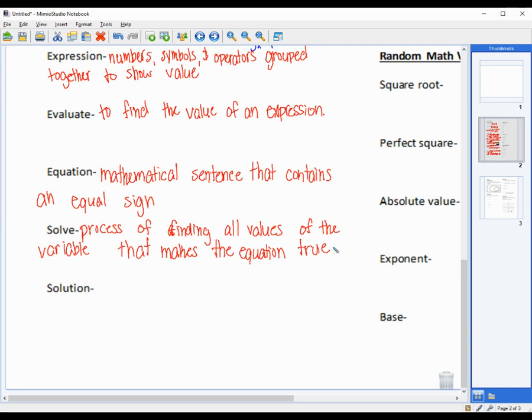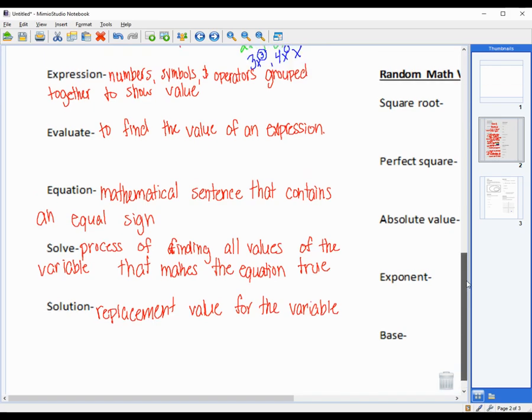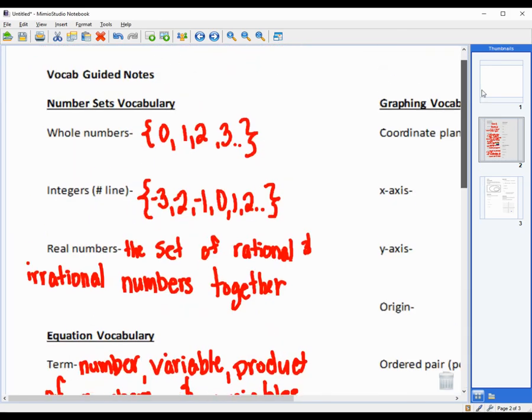Okay, process of finding all the values of the variable that makes the equation true. Okay, a solution. A solution is a replacement value for the variable. So a lot of the times we'll say, okay, our solution is x is equal to 6. That solution right there would be a replacement value for our variable.